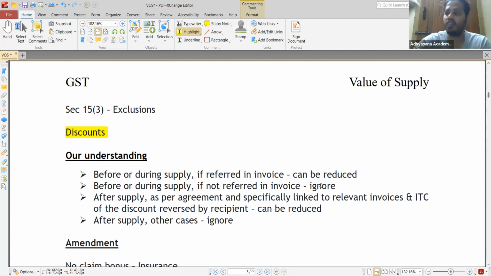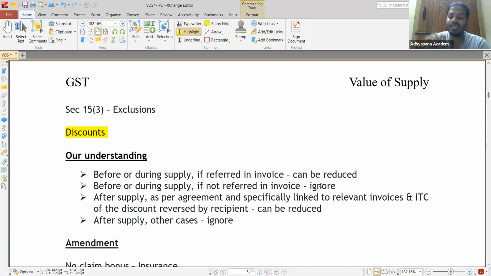Assume it is not referred in the invoice and I'm giving a discount to that party, then what the government says is, no, you should not give discounts with the GST. You can give a discount of 10,000 rupees, that is fine. That is a commercial or financial debit-credit note that I don't worry about. That transaction I am not worrying about. Only to the extent of the GST part the government worries.